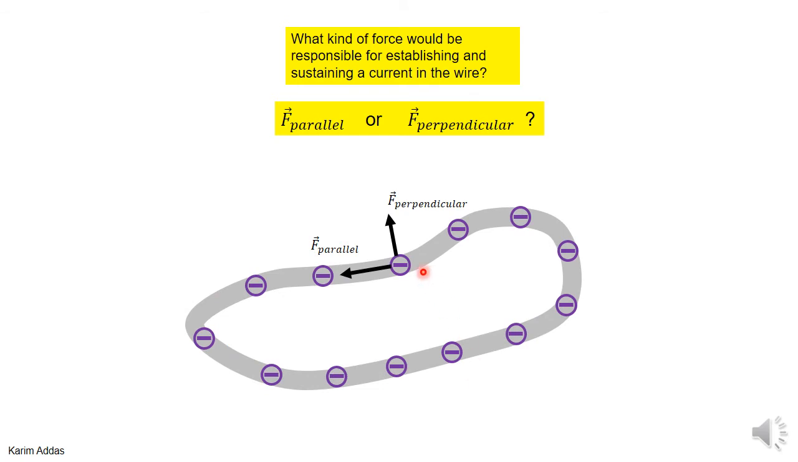Now, in general, what kind of force would a charge feel that will make a current in the circuit? Would it be a parallel force to the wire or a perpendicular force to the wire? If there's a force perpendicular to the wire, obviously it's not going to be responsible for making the current in the wire. So only the parallel component of the force is the one that helps establish a current in the wire.